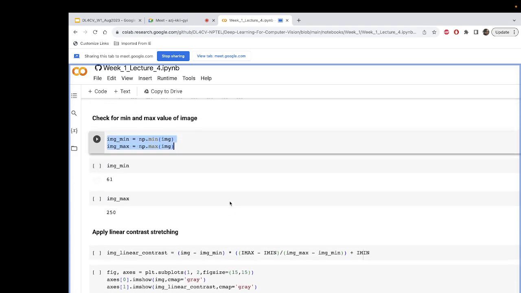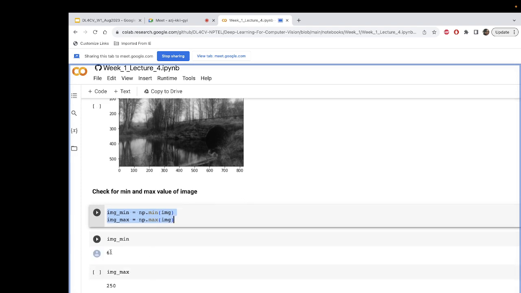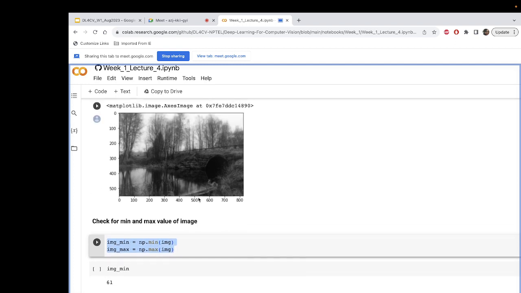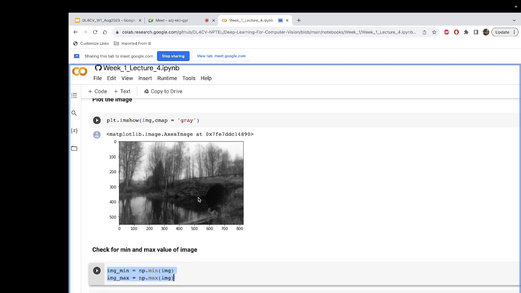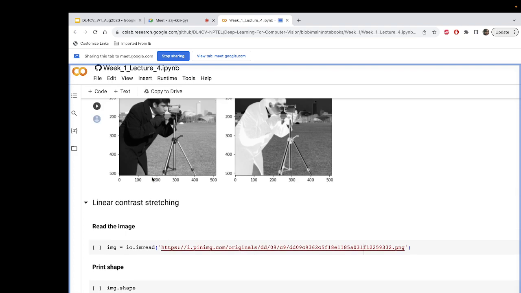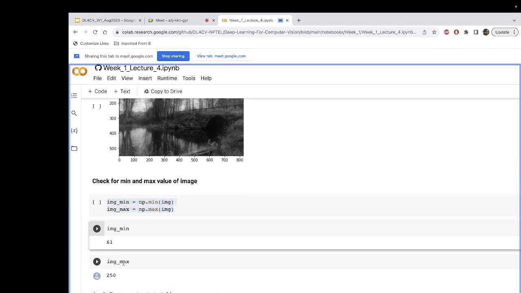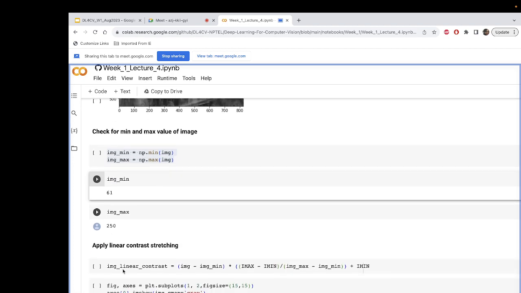Now you see the minimum and maximum value in this image. The minimum value is 61 and the maximum value is 250. From whatever we know about images, the minimum value allowed is 0 and the maximum is 255. So this particular image doesn't have a minimum of 0 and a max of 255. Full scale or linear contrast stretching will transform your image such that your minimum value, instead of 61, becomes 0, and instead of 250, the maximum becomes 255, right?